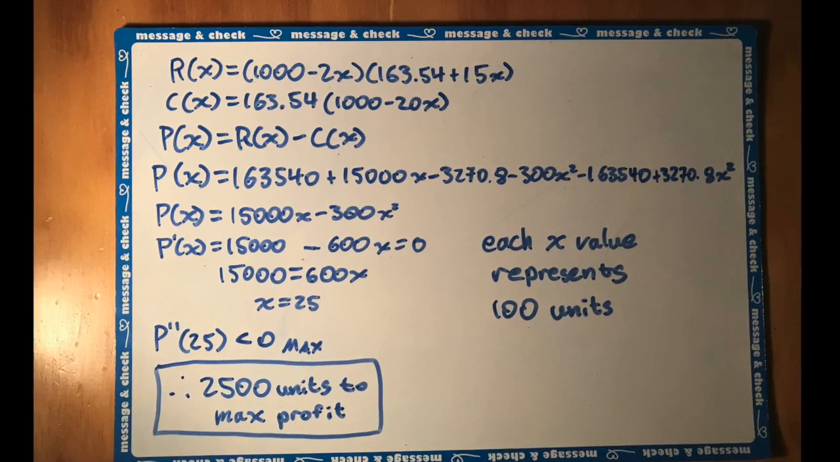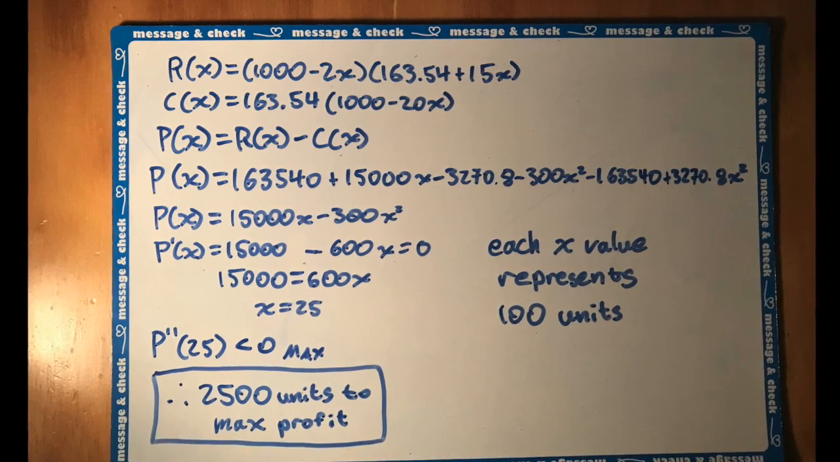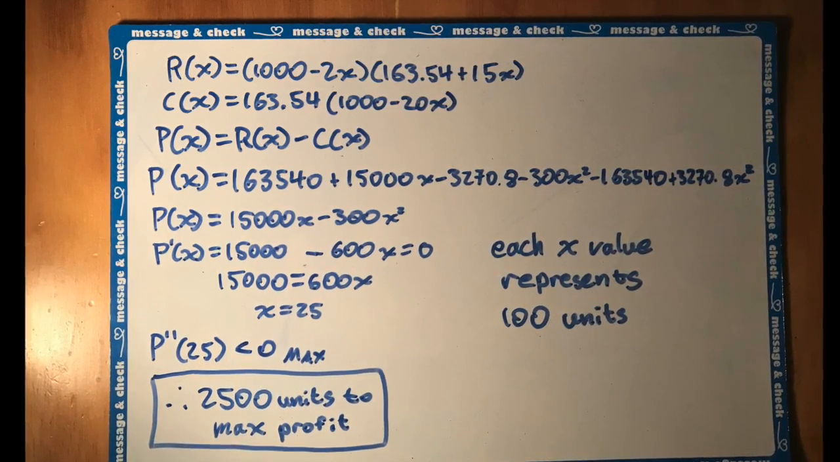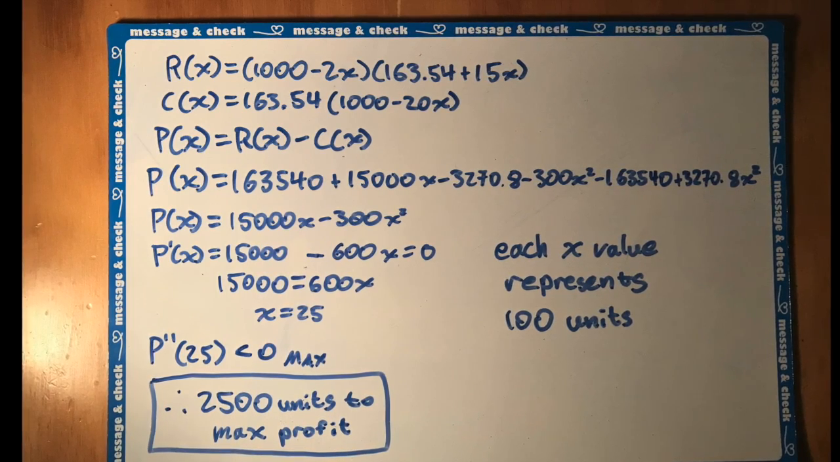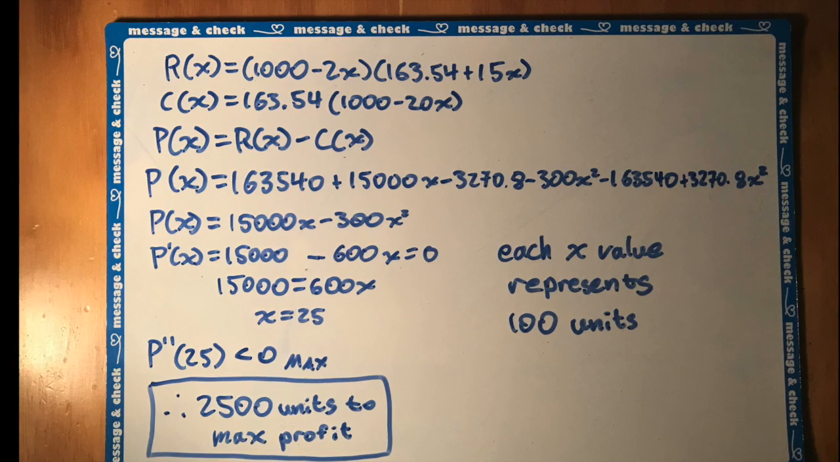Then you get the first derivative of that function and you should get x is 25. Now use the second derivative test once again. Notice that each x value represents 100 units. Therefore, 2,500 units must be sold to max profit.